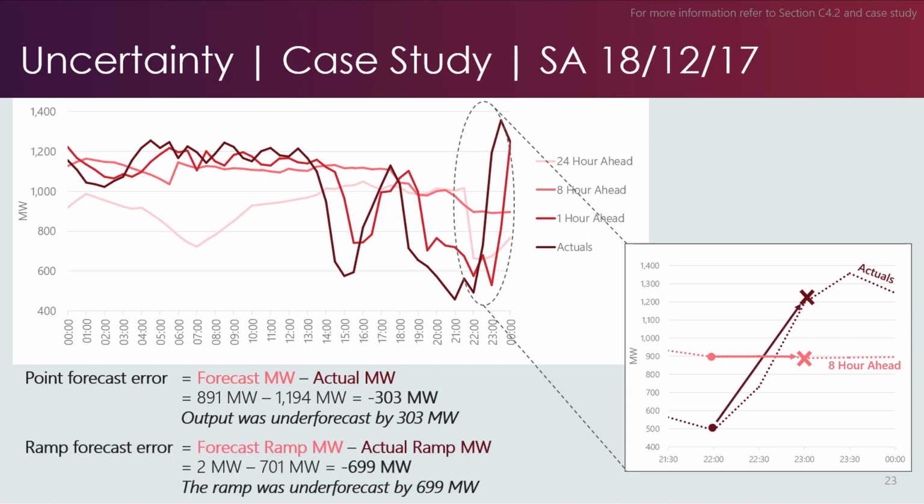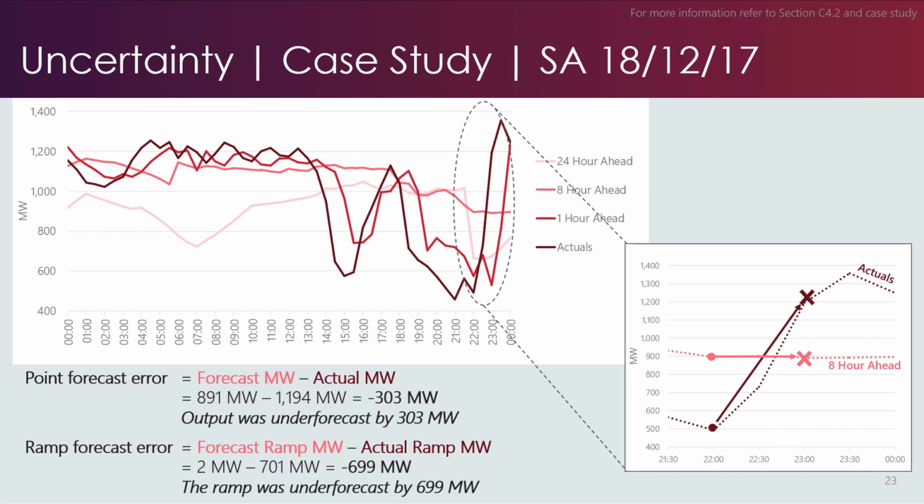To measure the ramp forecast accuracy, we need to compare the change between 2 points for the actual and the forecast. So let's take the 8 hour ahead forecast between 2200 and 2300. We calculated that 8 hours ahead, the hourly ramp would be 2 megawatts. However, in actual fact, it turned out to be 701 megawatts up. So the actual ramp was 699 megawatts larger than we forecast over that time.